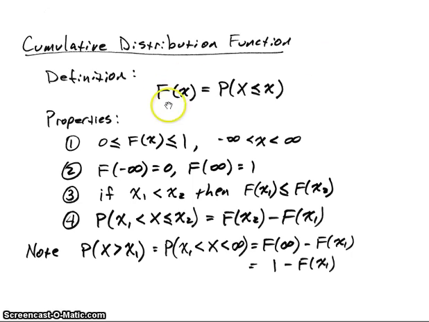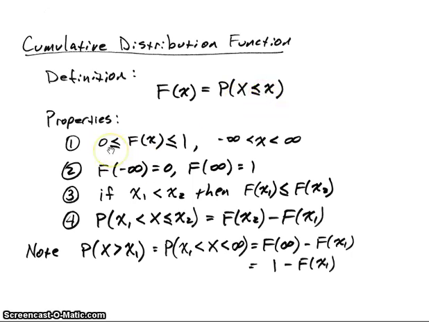Alright, so let's look at the definition. We'll use a capital F for what we call the cumulative distribution function. And by definition, it's equal to the probability that our random variable X will be less than or equal to whatever the value of that lowercase x is. So it's just the probability that that random variable will be some number less than that little x.